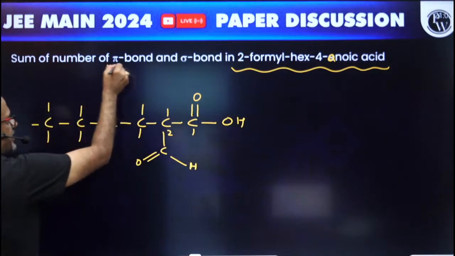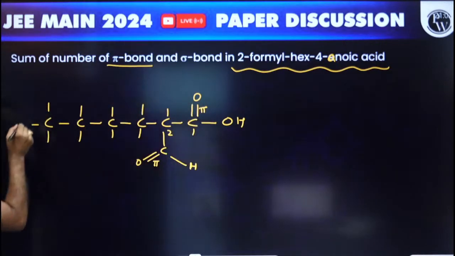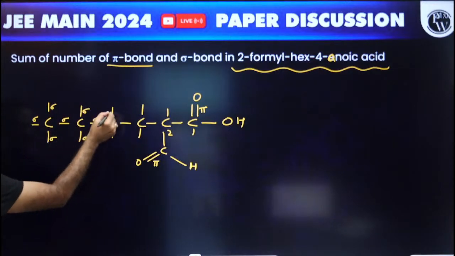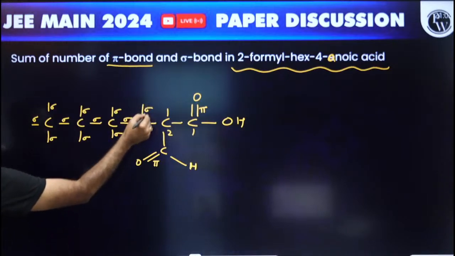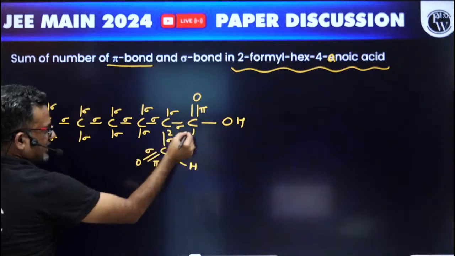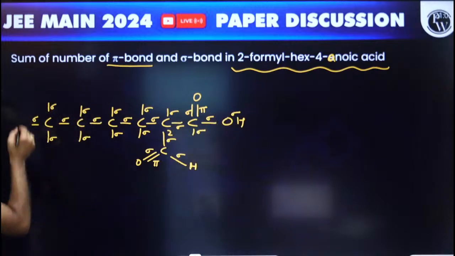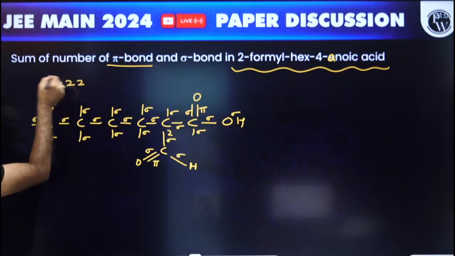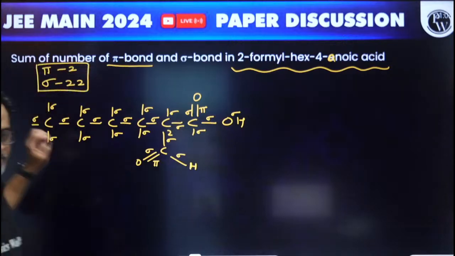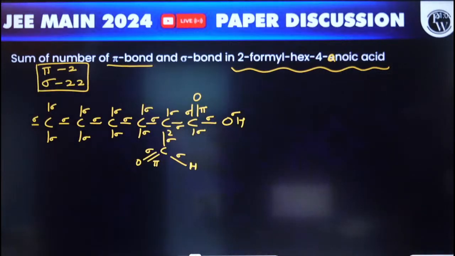So how many pi bonds here straight away? There is 1 pi bond here. There is 1 pi bond here. Rest of them are sigma bonds. Sigma 1, 2, 3, 4, 5, 6, 7, 8, 9, 10, 11, 12, 13, 14, 15, 16, 17, 18, 19, 20, 21, between O and H, 22. So your sigma bonds would be 22, your pi bonds would be 2. This is your answer. Got it?